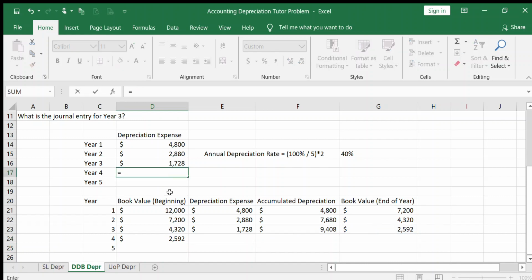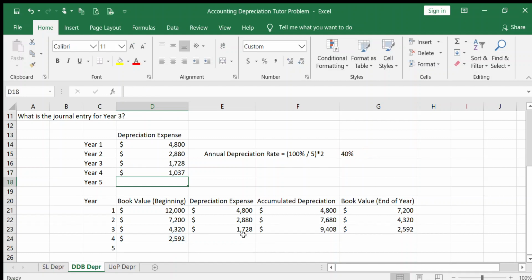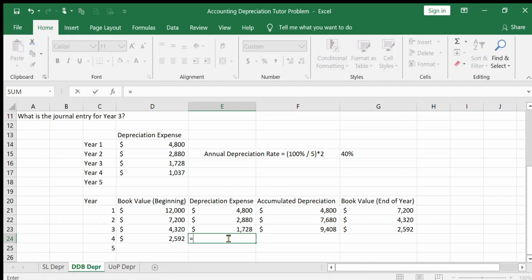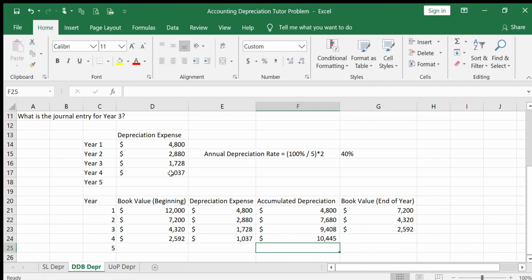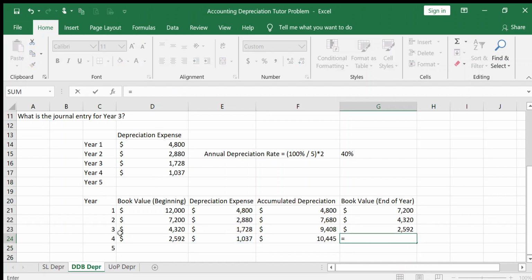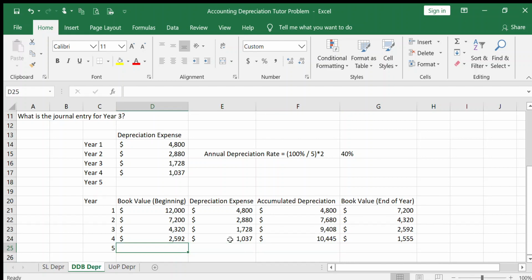Alright, so year 4, same process. 2,592 times 40% gets us 1,037. Again, we add up all the depreciation expenses that we've accrued throughout the 4 years. And after we do 2,592 minus our depreciation expense, that gives us 1,555.